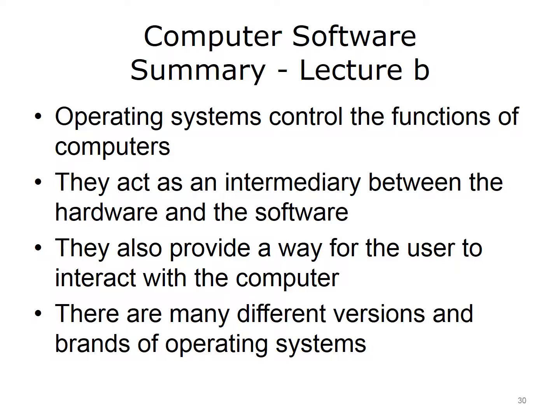In summary, this lecture defined what an operating system is and delved into what operating systems do. Operating systems control all the functions of the computer and act as an intermediary between the hardware and the software. They also provide a way for the user to interact with the computer. There are many different versions and brands of operating systems. Each OS is unique to a particular computer hardware system.